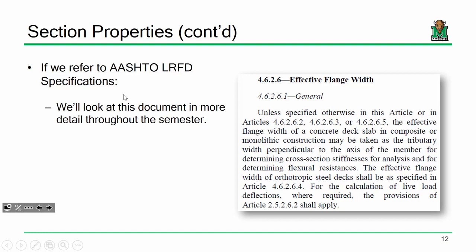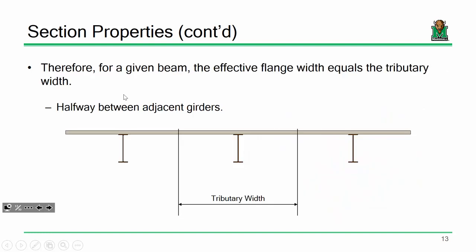Okay? So if you remember from structural engineering, if you've got a series of loads on a given floor system and you want to determine how much load goes to a given beam, you just use the tributary width, which for a given beam is halfway between adjacent girders. That tributary width and that effective flange width are the same thing in the bridge spec.